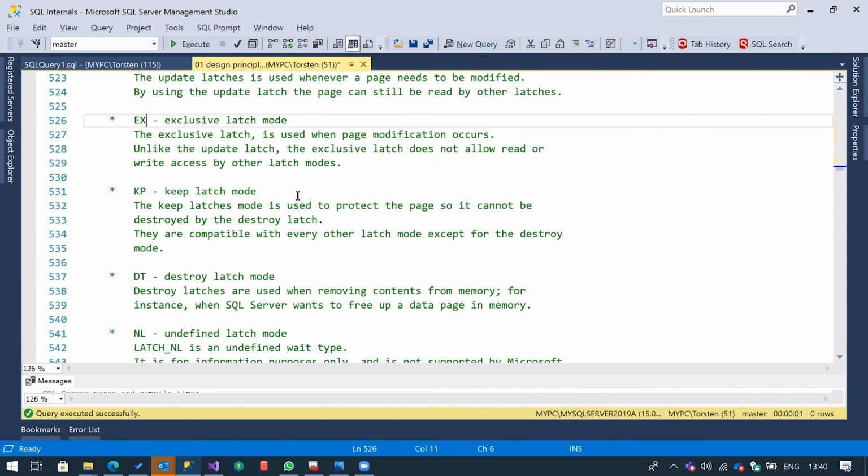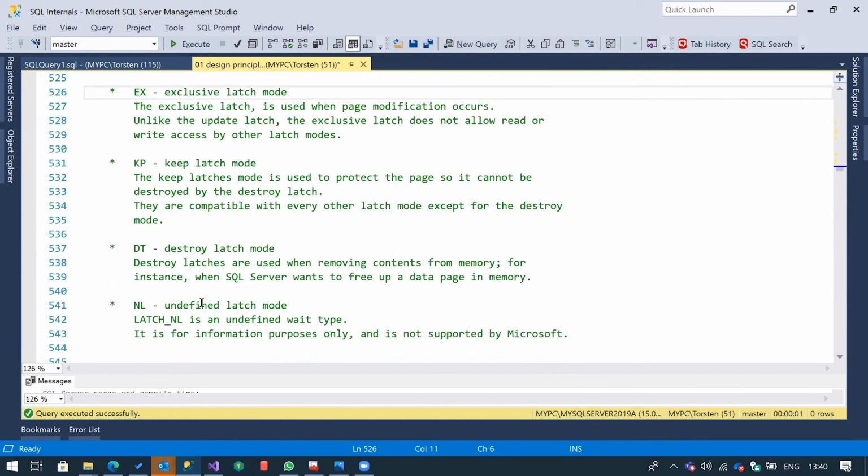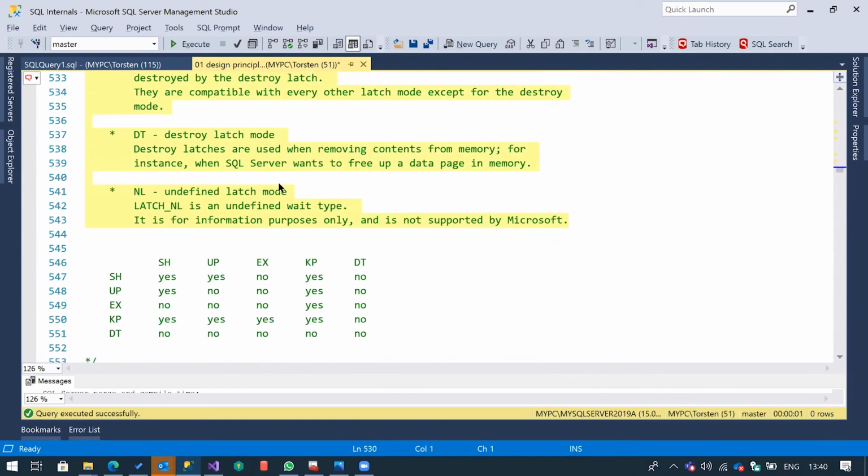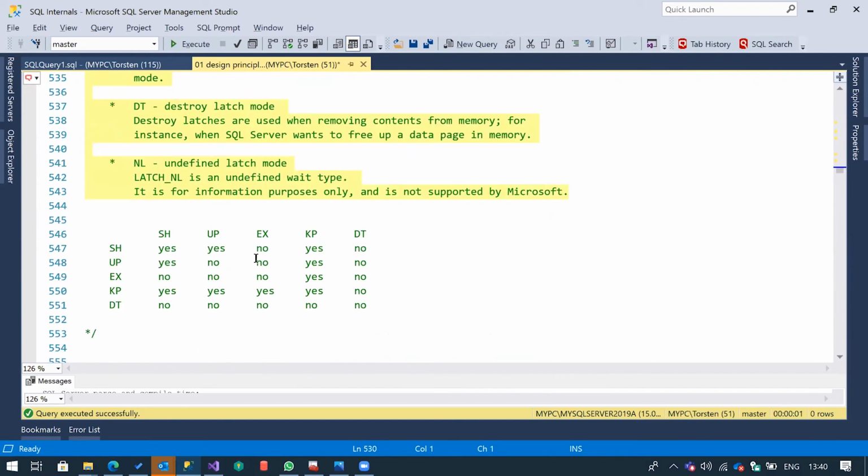Then we have something like keep latch mode, destroy latch mode, and undefined latch mode. I do not want to say do not worry about them, but normally you can neglect them. You can ignore them.